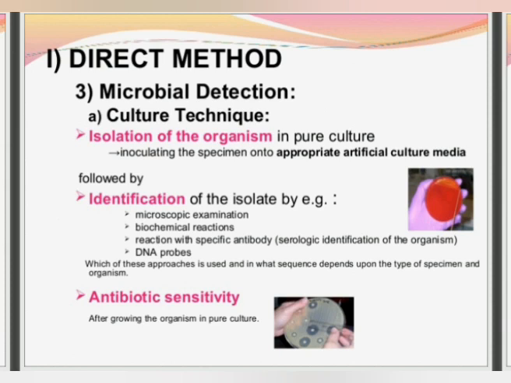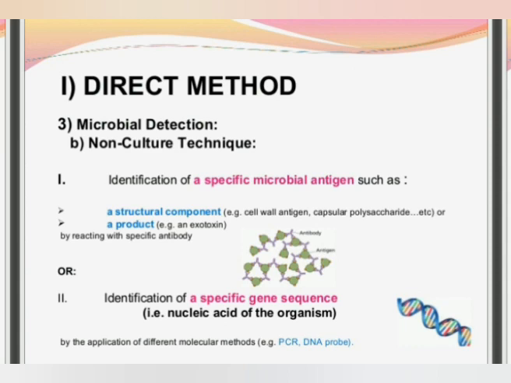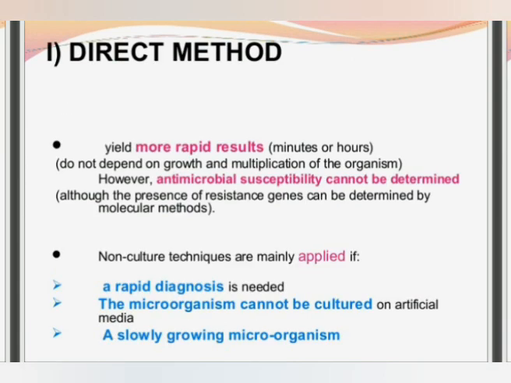And third, at last, is microbial detection by non-culture technique: identification of specific microorganism structural components such as cell wall antigen, capsule polysaccharide, etc., products for example exotoxin, and identification of specific gene sequence, nucleic acid of the organism by the method of PCR in molecular methods. Direct methods give more rapid results, in minutes or hours, and do not depend on growth or multiplication of the organism. Non-culture techniques are mainly applied if a rapid diagnosis is needed, the microorganism cannot be cultured on artificial media, or for slow-growing microorganisms.